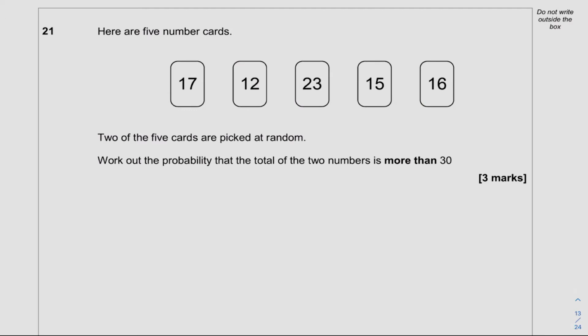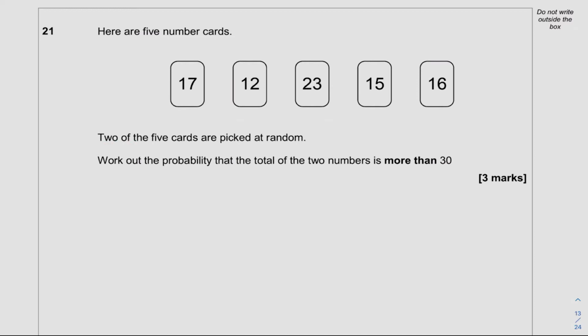So question 21 is all about probability, and it's worth 3 marks. So we are given 5 number cards, as we can see here, and 2 of the 5 cards are picked at random, and we need to work out the probability that the total of the 2 numbers is more than 30. So the first thing to do for this question is to see how many different combinations of the 2 cards that we can get.